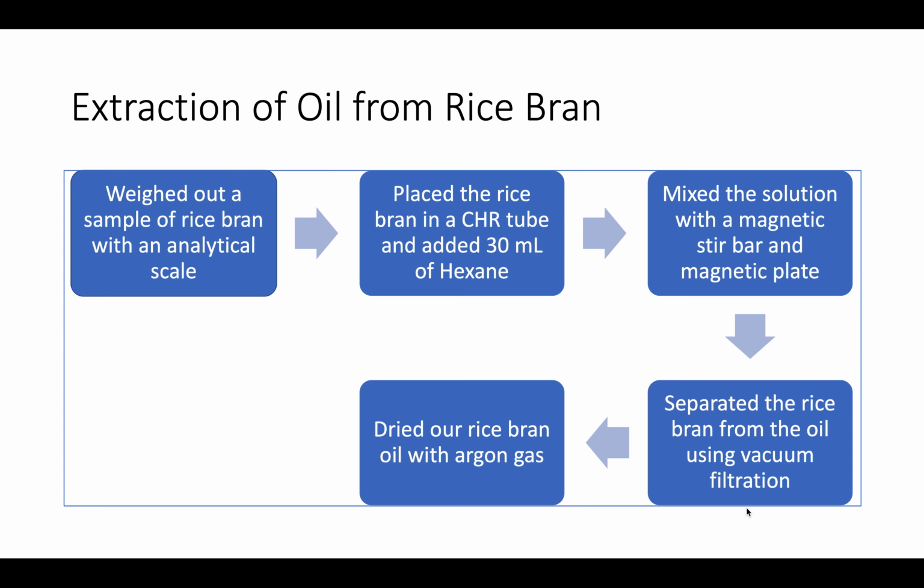The purpose of this step is to separate the rice bran oil from the rice bran. Because the rice bran oil is nonpolar, it will dissolve in the hexane when the solution is mixed. The hexane and rice bran oil were then separated using vacuum filtration. Once we poured the solution through the vacuum filter, we washed the rice bran with 5 milliliters of hexane twice to ensure that we collect all the oil we extracted. Finally, we dried the oil with argon gas to evaporate off the hexane and obtain a sample of pure oil.